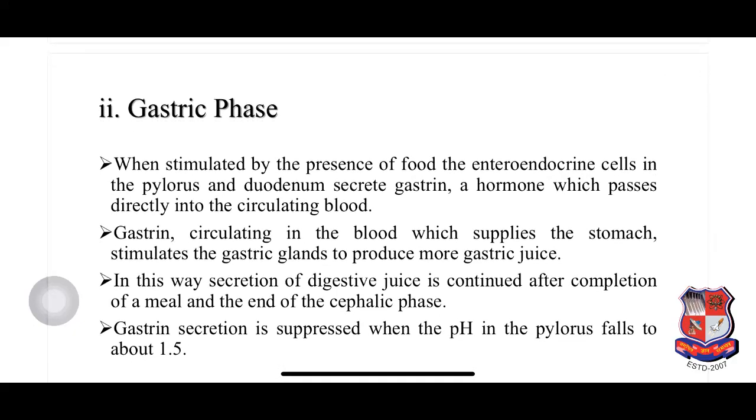Next is the gastric phase. When stimulated by the presence of food, the enteroendocrine cells in the pylorus and duodenum secrete gastrin, a hormone which passes directly into the circulating blood. Gastrin circulating in the blood, which supplies the stomach, stimulates the gastric glands to produce more gastric juice. In this way, secretion of digestive juice is continued after completion of a meal and end of the cephalic phase. Gastrin secretion is suppressed when the pH in the pylorus falls to about 1.5.